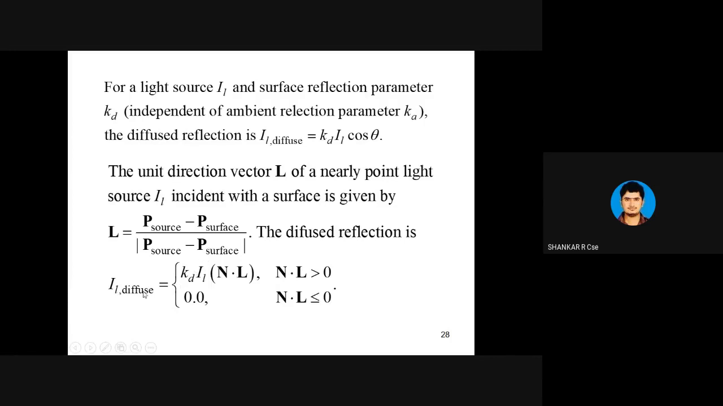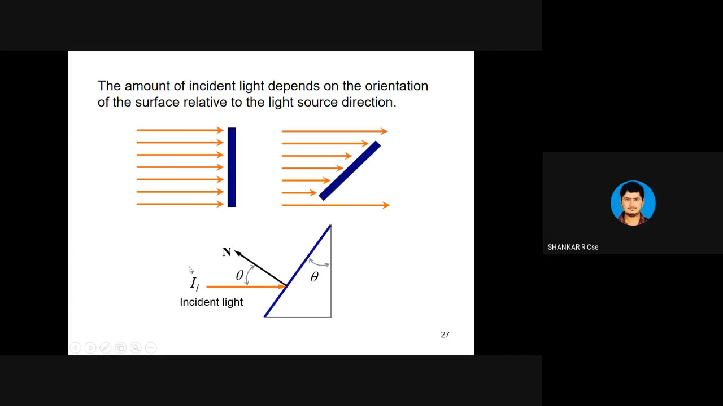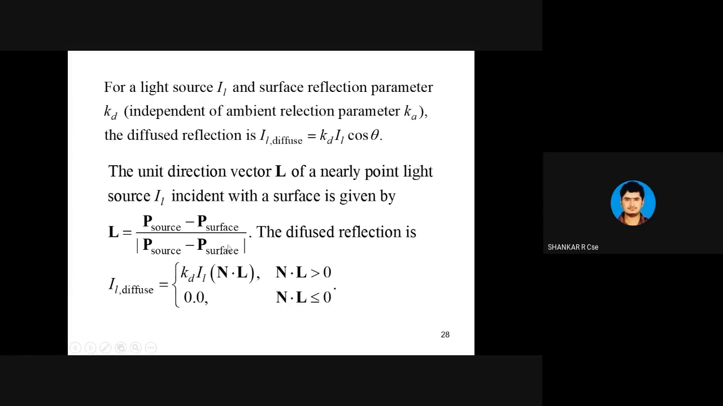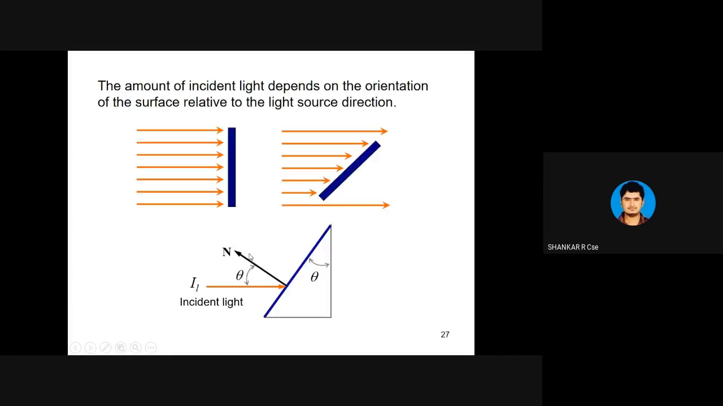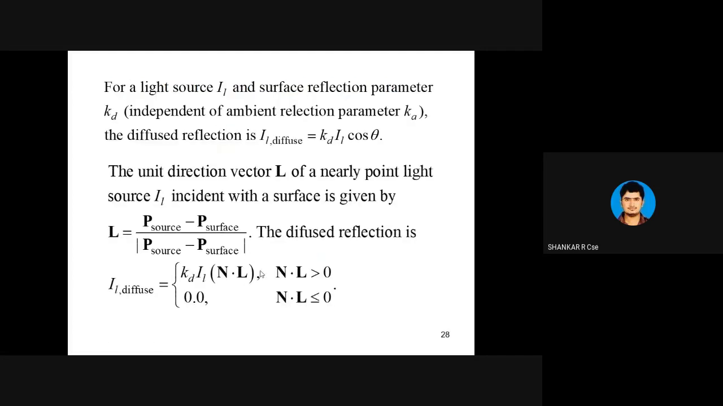Now put it in other words, in dot product terms. Diffusion is N into L. N in the sense the normal, and this is your light L, which is P source minus P surface. You remember we did this Q minus P thing a couple of minutes back. The same thing: P source minus P surface divided by the distance of it.